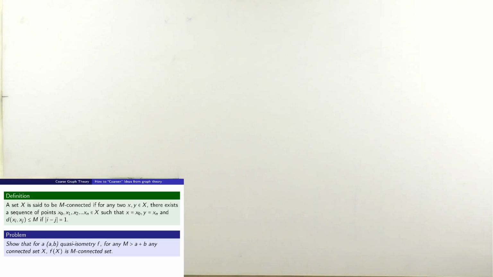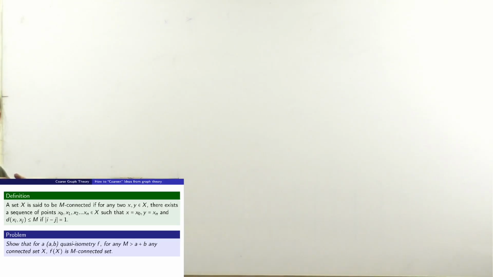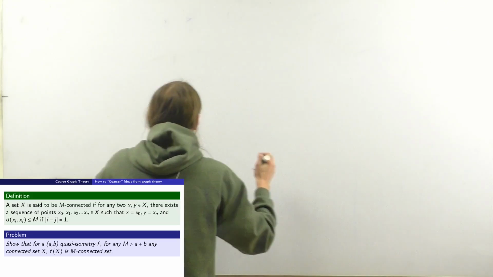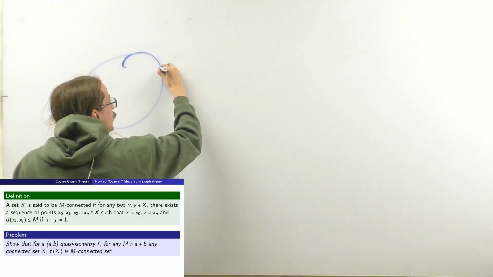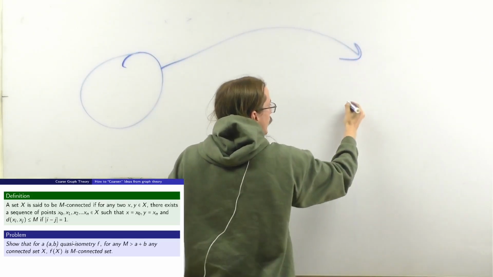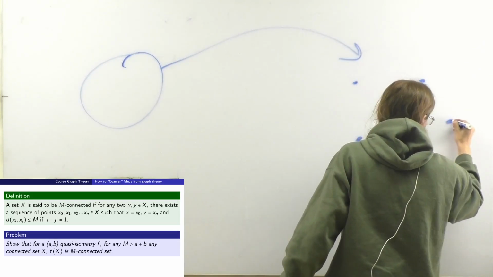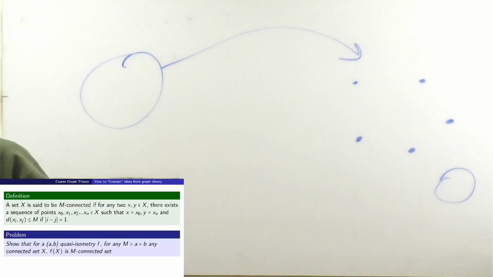So what we want to show is that if we have two spaces, and we can just think about graphs, we have two graphs, and we have an AB quasi-isometry between them. We want to start with a connected set, and I want to show that it goes to a set that is M-connected. So start with a connected set over here. It goes to a set, possibly a whole bunch of just disjoint vertices. Maybe there's a little clump going on down here. I want to show the set it goes to is M-connected.